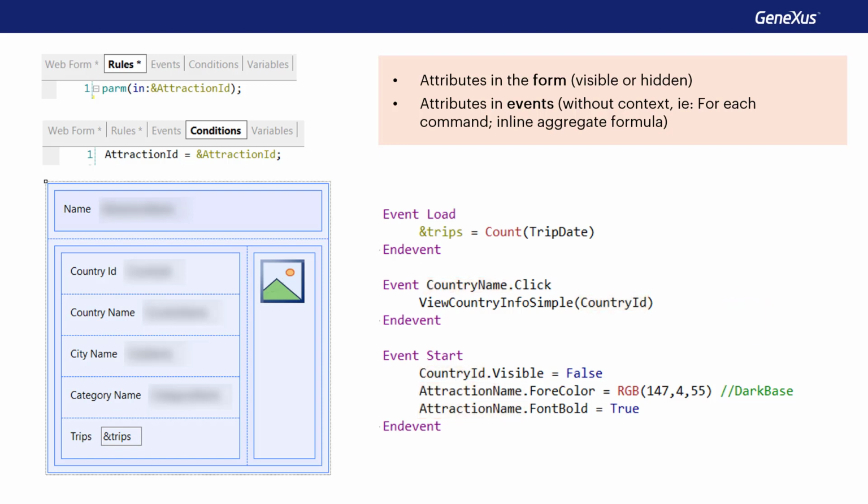So, even if we had not specified any attribute in the form, by the mere presence of these attributes here, Genexus will already infer a base table, and of course, its extended table.